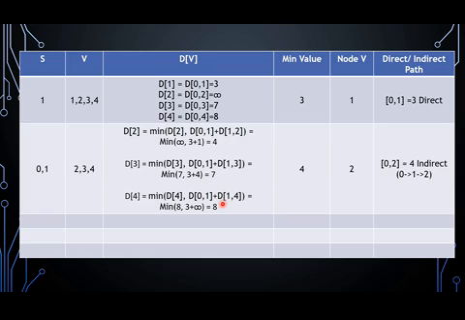Out of this, q dot remove min, minimum value has to be removed. Which is the minimum out of 4, 7 and 8? 4. So which is the node leading to it?